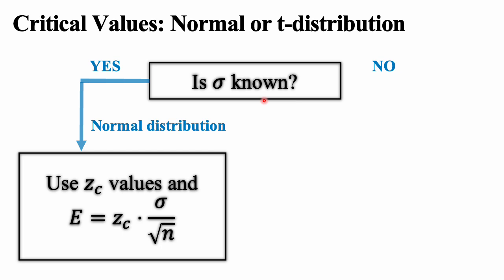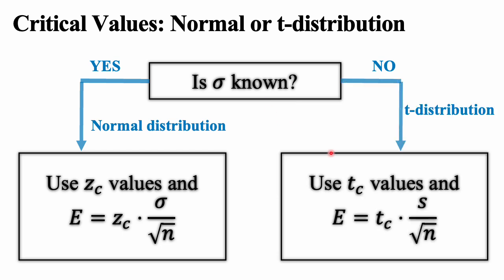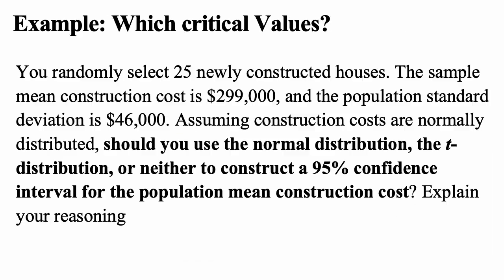If you don't know the population standard deviation, then you're using the t distribution, find the critical value, but very carefully, you have to use degree of freedom, sample size minus 1. Then you calculate the margin of error: tC times sample standard deviation over square root of sample size. Guys, you have to check if you know the population standard deviation to construct the right confidence interval.